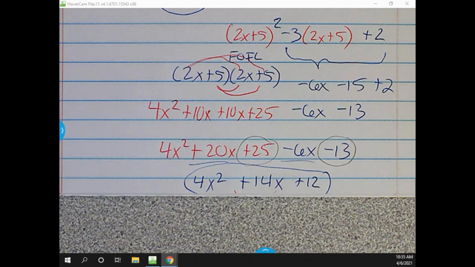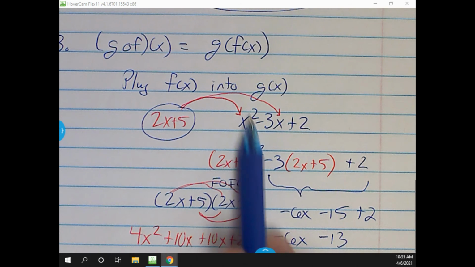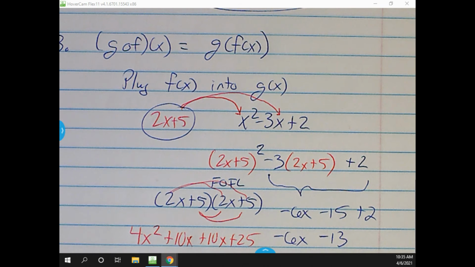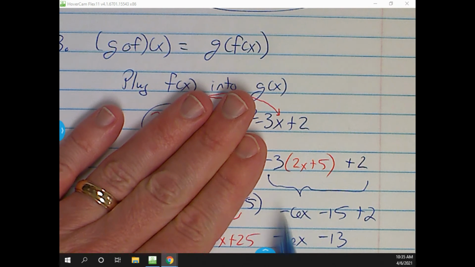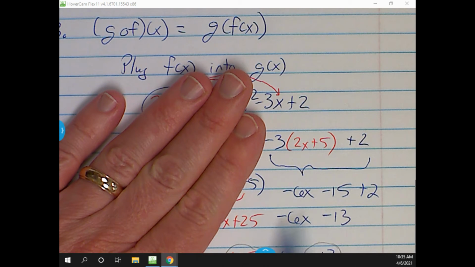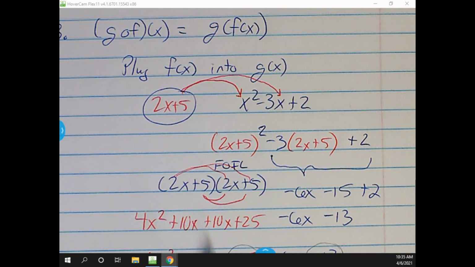So the thing to look for is if you're plugging something in and you've got x squared, that's when you've got to do the full method. That's what's going to make this one go a little bit longer. If it was just this part back here, that wasn't bad. There's a little bit of distributed property, and then you combine some like terms. It's the full method that makes this one go a little bit longer.